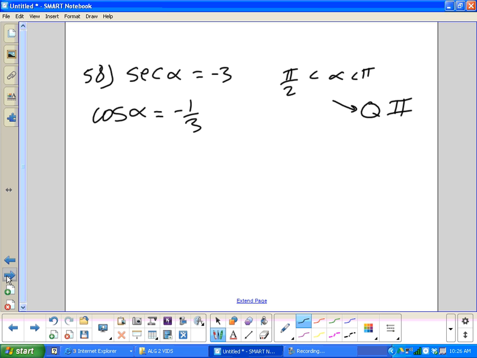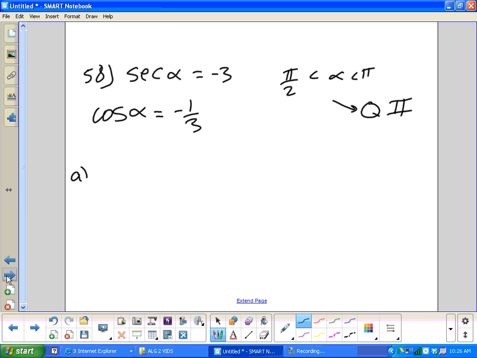Now, most of the time what we do at this point is we would draw a triangle, wouldn't we? But I don't need to. What do I need for my half angle formulas? I need cosine. Now you could draw a triangle. It wouldn't hurt. But if you have the cosine ratio, don't worry about drawing the triangle. We can go straight to the problem here.